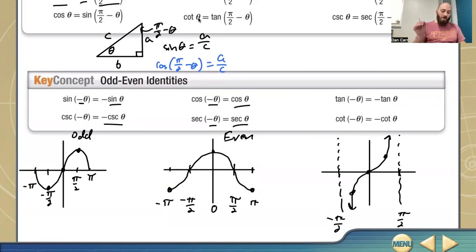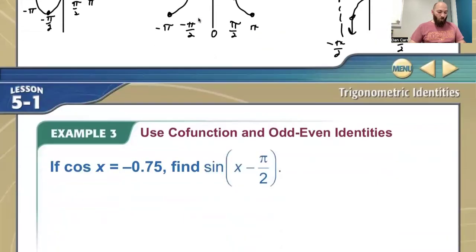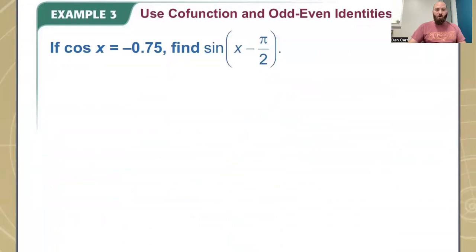Tangent and cotangent are also going to be odd. Since these are odd, the positive version goes up here. If I go to the negative version, it goes down to the negative. So positive will actually go negative when I do this one. That's the same idea with these. So we're going to use these to help us find our different values here.